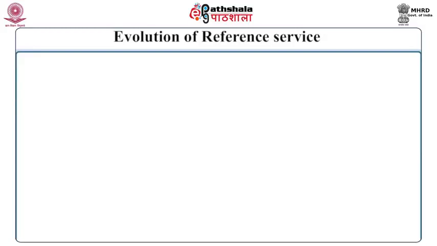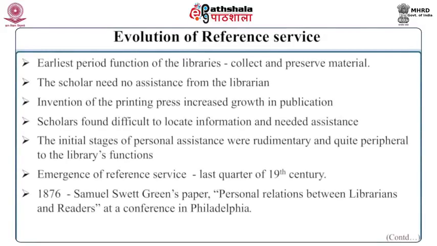Now let us start from the evolution of reference service. In the earliest period, the function of the libraries was to collect and preserve the material. In the latter period, they organized it, that is technical processing, using some classification and cataloging, and they thought that that is sufficient. But when the number of volumes increased, the user could not find the document that he needed. So he demanded a personalized service. Because scholars found it difficult to locate information, they demanded some personal assistance in finding the information. The initial stages of personal assistance were rudimentary and quite peripheral to the library's function.